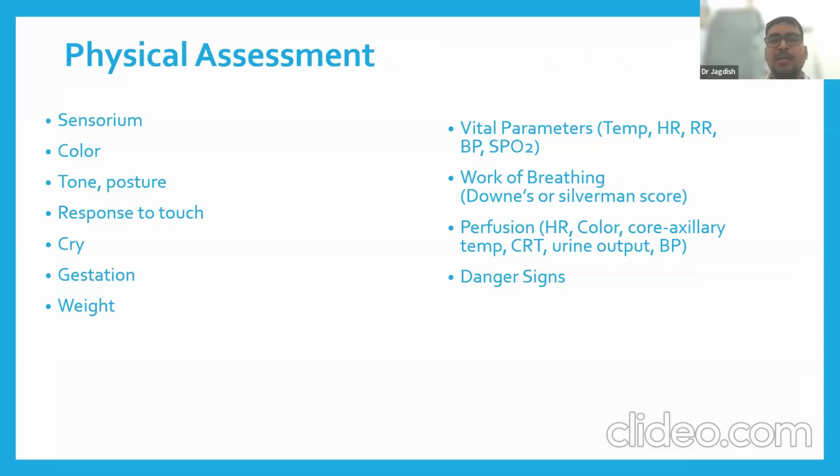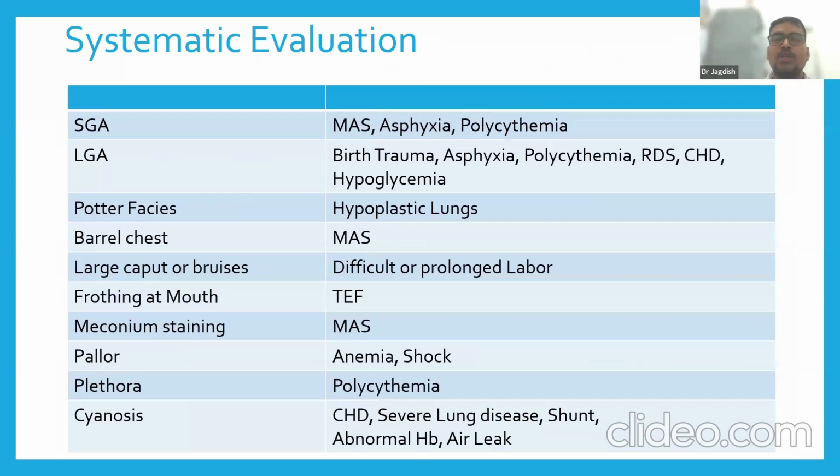Then coming to the physical assessment, we have to look for sensorium, color, tone, posture, response to touch, cry, gestation, weight of the baby, look at the vital parameters that I have described, look at the work of breathing, look at the perfusion, look at all the danger signs. Then coming to the systemic evaluation, look at whether the baby is SGA; it may be meconium aspiration syndrome, asphyxia, or polycythemia. If it is a large-for-date baby, then again polycythemia, RDS, congenital heart disease may be the cause. If there is oligohydramnios, then hypoplastic lung may be the cause.